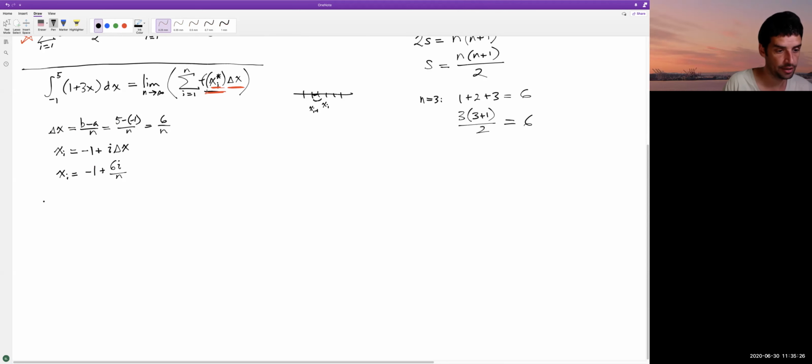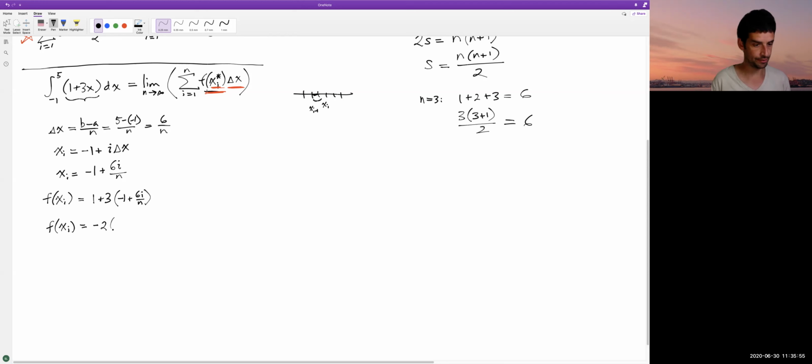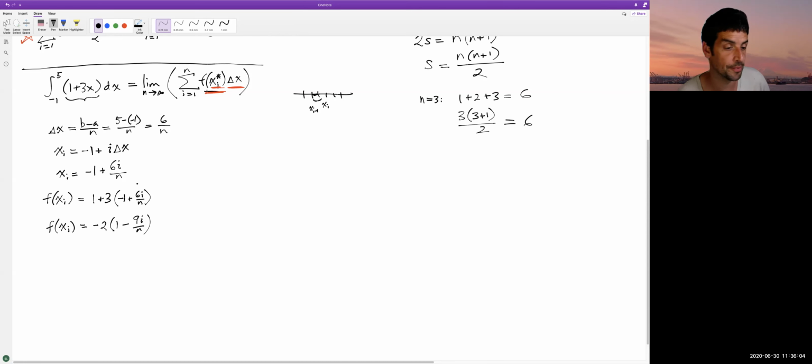So f of x sub i is going to be, f is this formula in here, 1 plus 3x. So I'm going to take 1 plus 3, and in place of x, I'm putting x sub i, which is -1 plus 6i over n. That's a pretty ugly way to write that thing down. You can do a little bit of algebra and it works out to be -2 times (1 minus 9i over n). I'll leave that algebra up to you. It's just expanding the 3, combining things, and factoring something out. So that seems pretty doable.